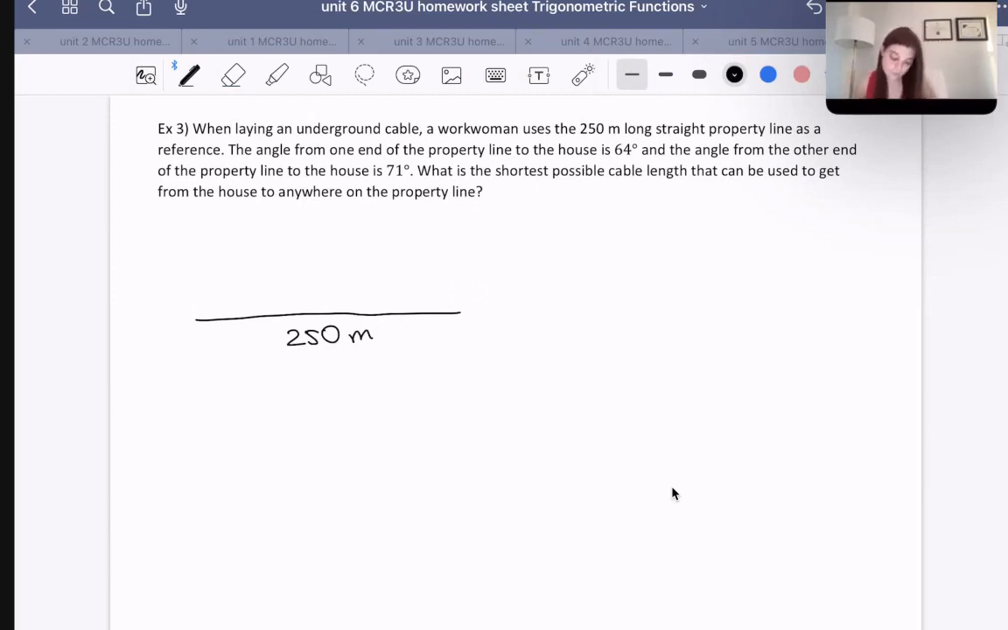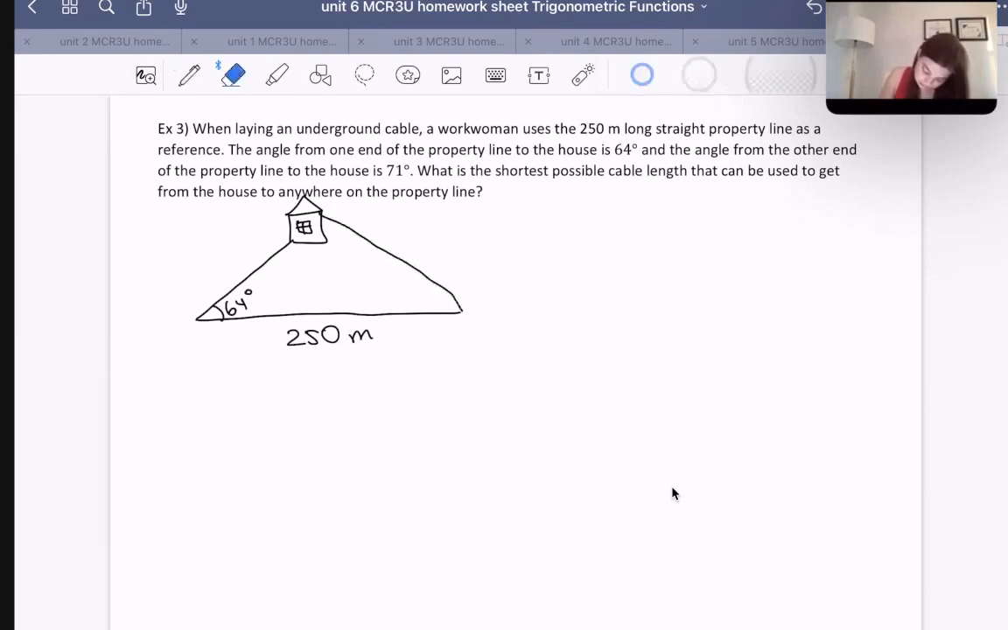The angle from one end of the property line to the house is 64 degrees, and the angle from the other end of the property line to the house is 71 degrees. So basically this property line is underground from a house. So let's say this is above ground, and here we have, this is not the best drawing, but we have a house basically. So one of them is 64 degrees, and the other one is 71 degrees.